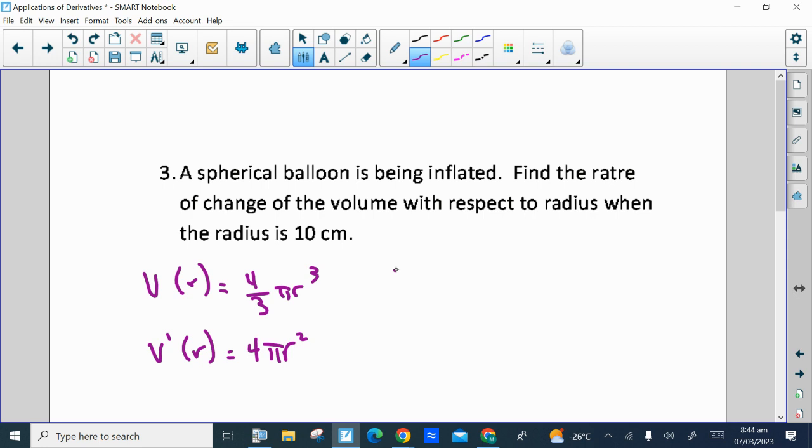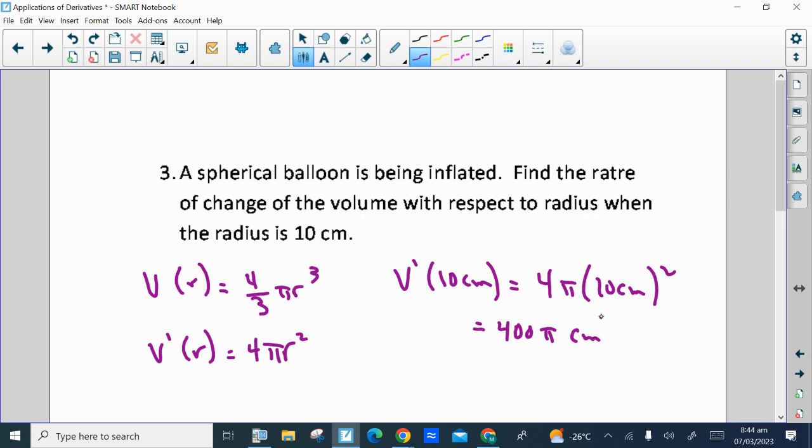So now we want to find the instantaneous rate of change of volume with respect to radius when the radius is 10 centimeters. So it'll be 4 pi times 10 centimeters all squared. 10 squared is 100 times the 4 would be 400 pi. And this is the rate of change of volume, which would be measured in centimeters cubed per centimeter change in radius. So again, by writing it like this, we've expressed it as an exact value.